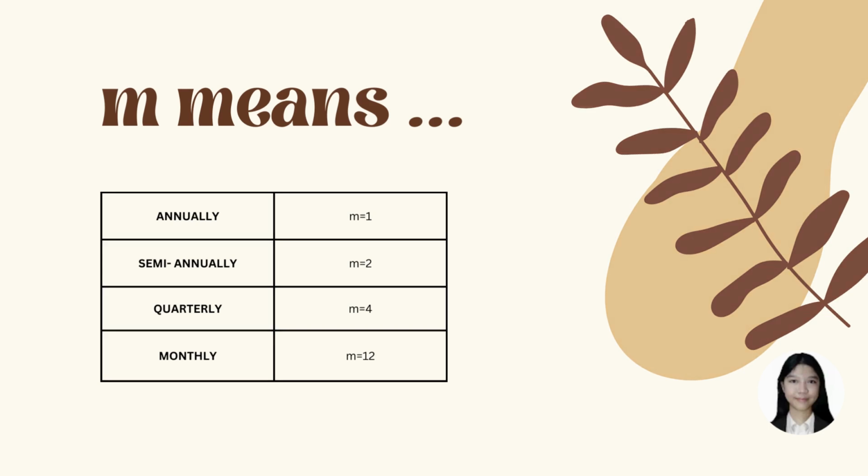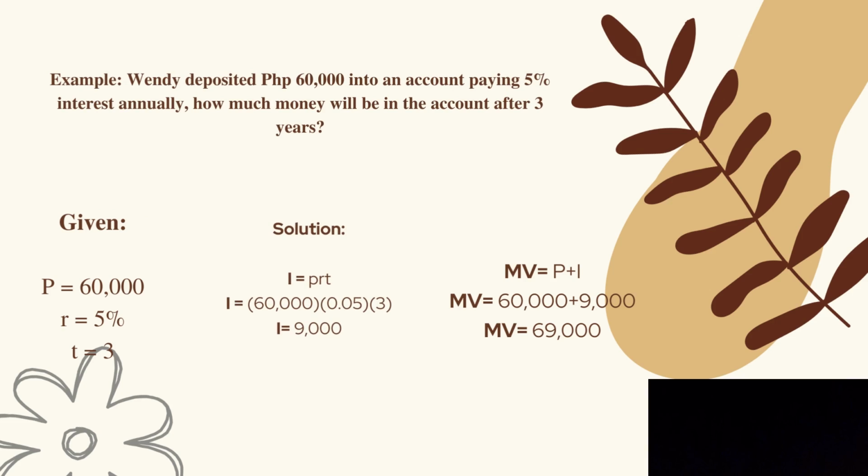Monthly, M is equal to 12. So the first example in compound interest is: Wendy deposited 60,000 into an account paying 5% interest annually. How much will be in the account after 3 years? So, like what we did earlier, write down the given first. Principal amount is 60,000, rate is 5%, time is 3.